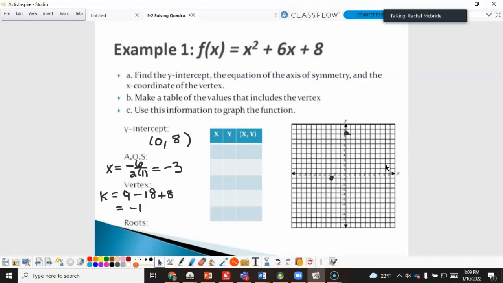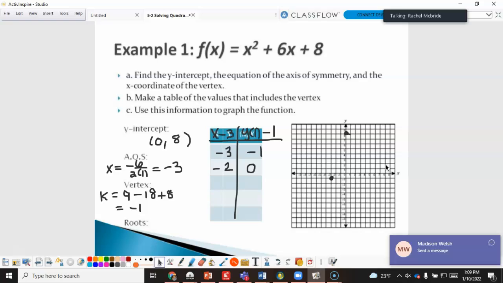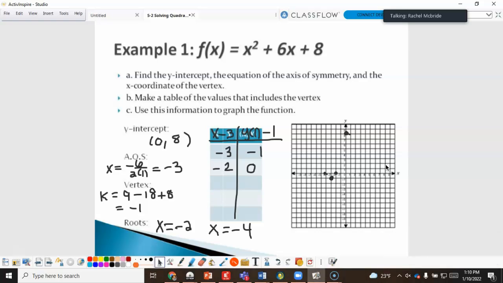And then you would need to make your table with your x plus h, y plus k. So you could plot your points until you see the intercepts. So in this case, I do like negative 3, negative 1, negative 2, 0, which means one root is at negative 2, and the other root is at negative 4. And then you could plot your fifth point by counting up and over.